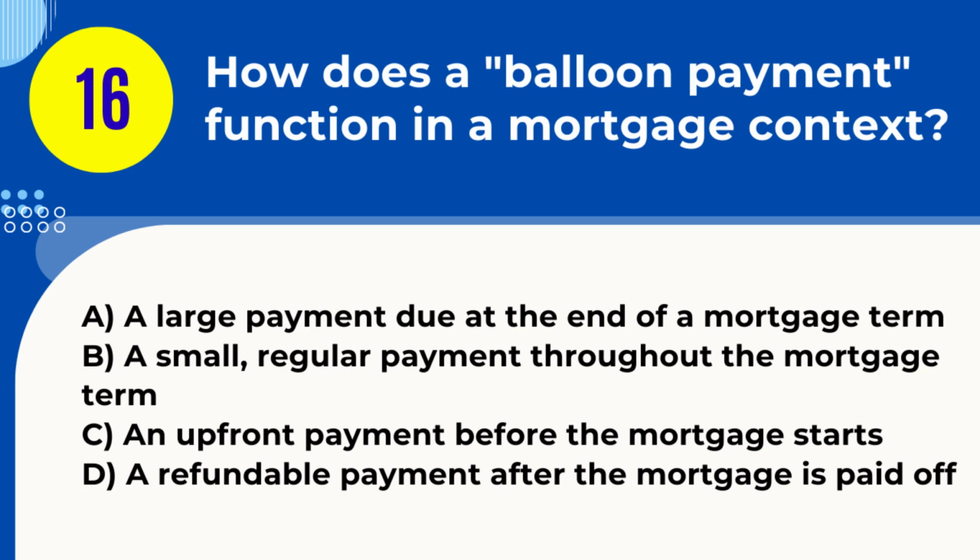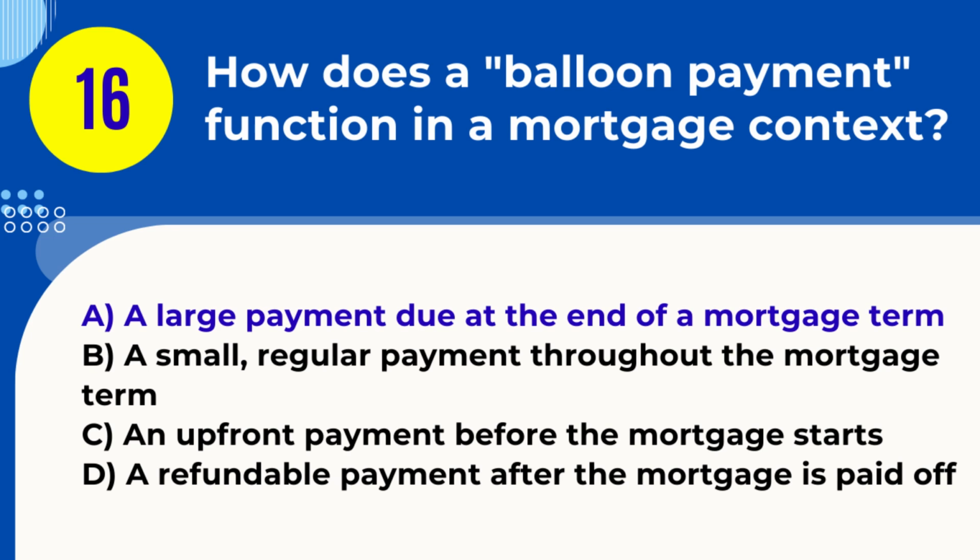Question 16. How does a balloon payment function in a mortgage context? A. A large payment due at the end of a mortgage term. B. A small regular payment throughout the mortgage term. C. An upfront payment before the mortgage starts. D. A refundable payment after the mortgage is paid off.